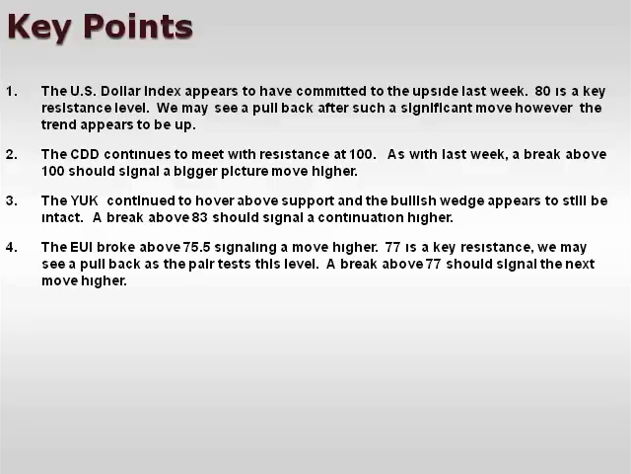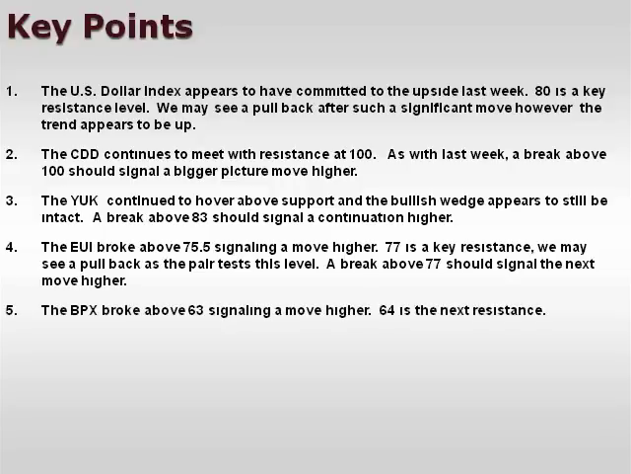The EUI broke above 75.5, signaling a move higher. 77 is a key resistance level, and we may see a pullback as the pair tests this level. A break above 77 should signal the next move higher. The BPX broke above 63, signaling a move higher. 64 is the next resistance level.